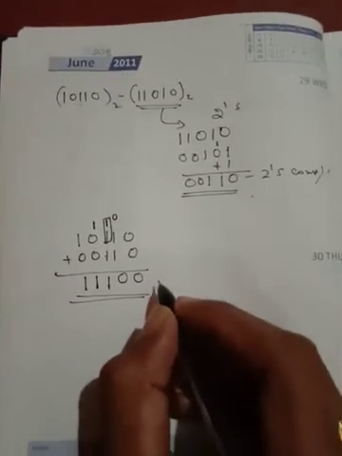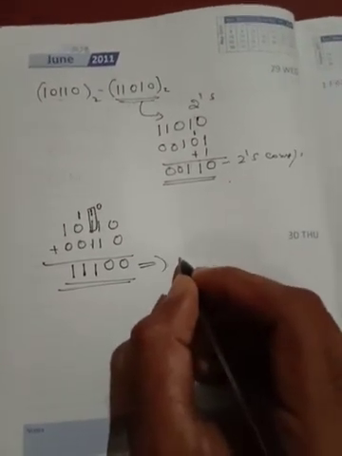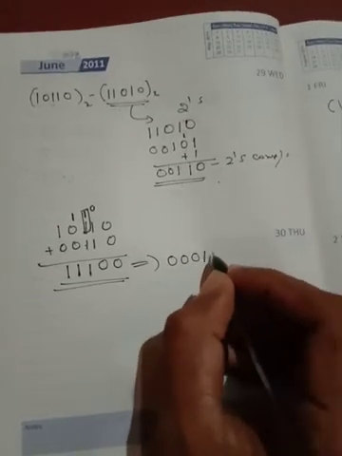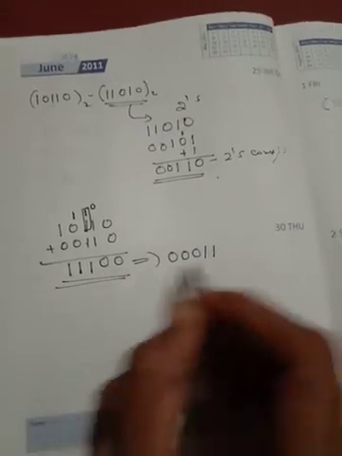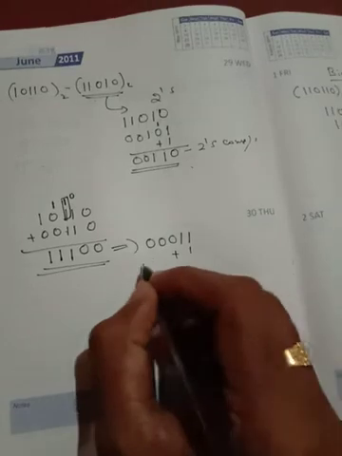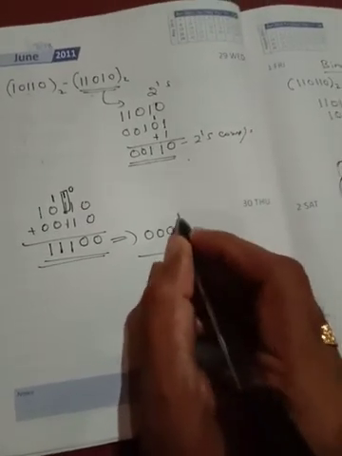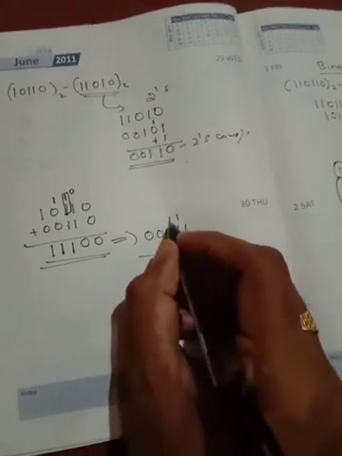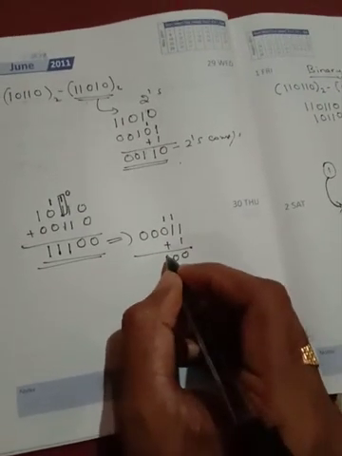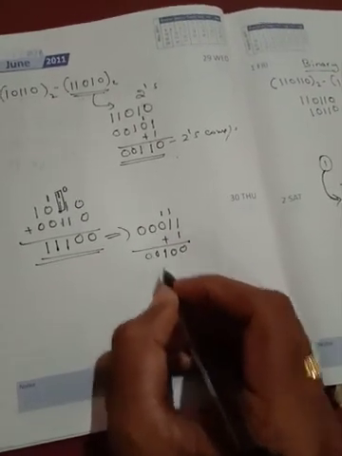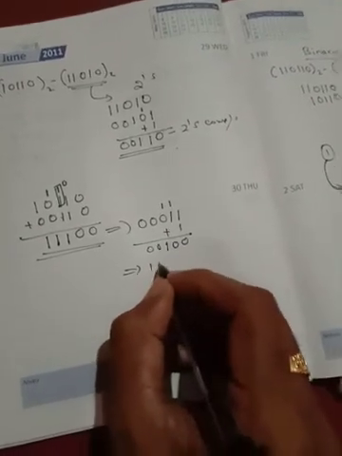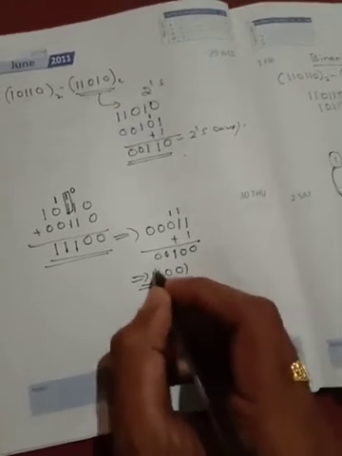How to do that? First invert the bits: 00011. Directly you are inverting the bits and you are adding 1 to that answer. So 1 plus 1 is 0 with 1 carry, 1 plus 1 is 0 with 1 carry, bring that 1, plus 0 is 1, 0, 0. So ultimately you are going to get the answer as 100.